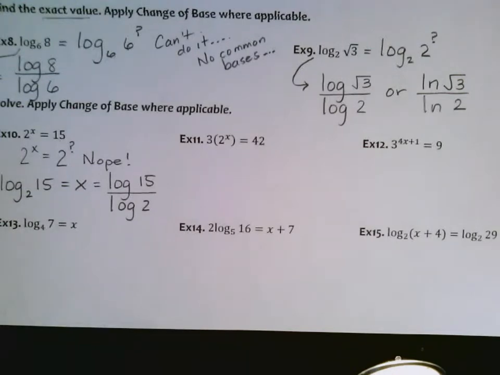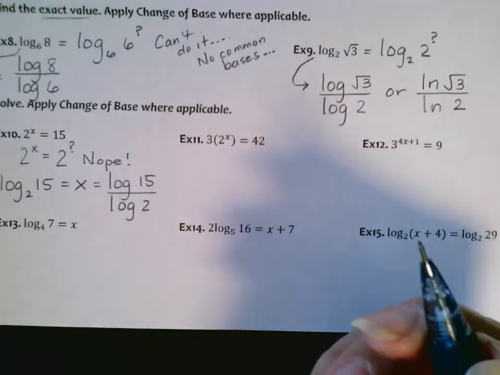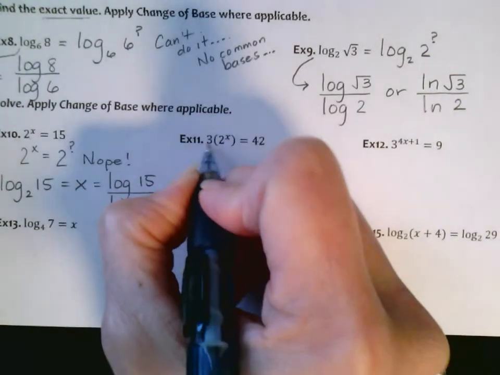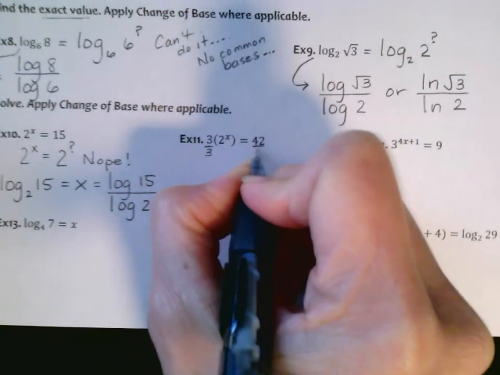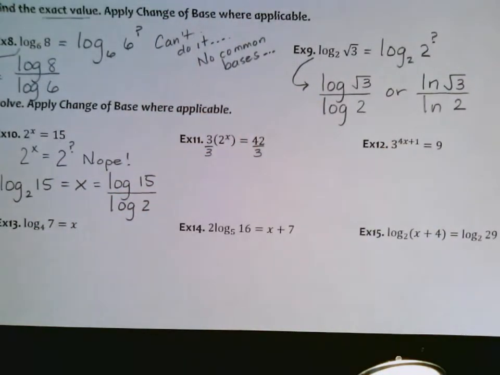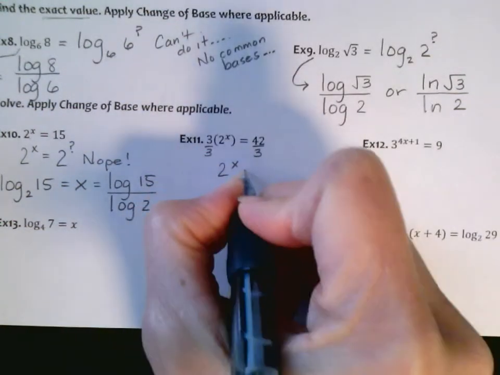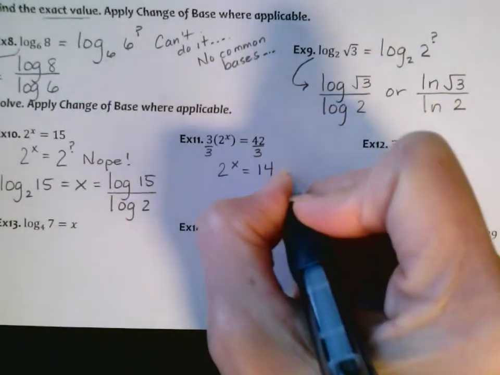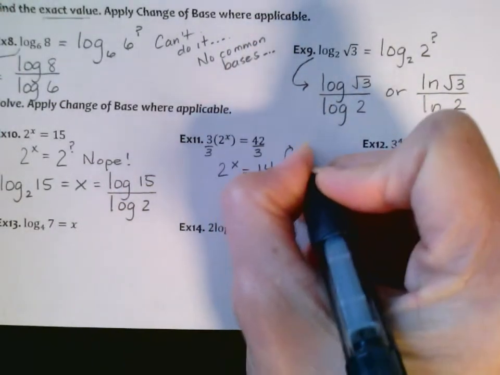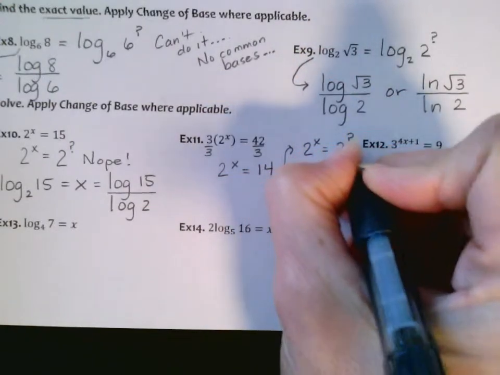Let's try this over here. Let's see if we're able to rewrite this with common bases. Well, first we have to get rid of that 3, and we'll divide by 3 on both sides. And when you do that, you're going to get 2 to the x equals 14. Well, can I rewrite 2 to the x equals 2 to the something power, where 2 to the something power makes 14?